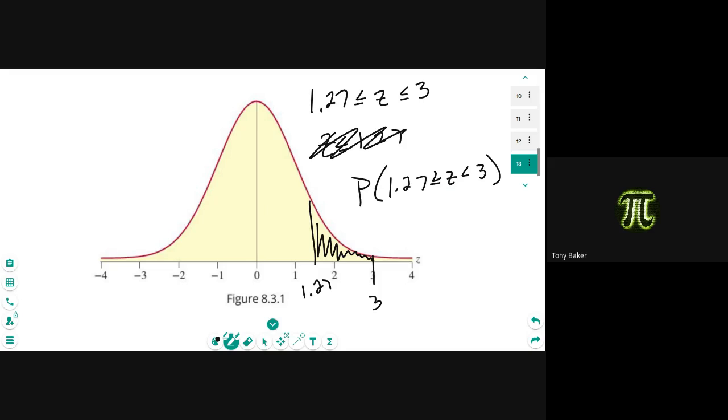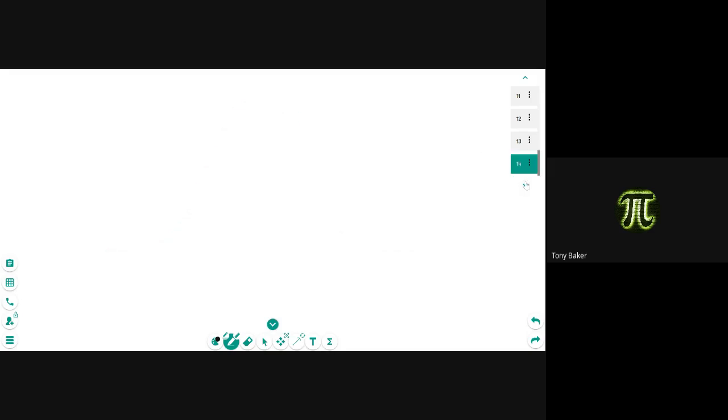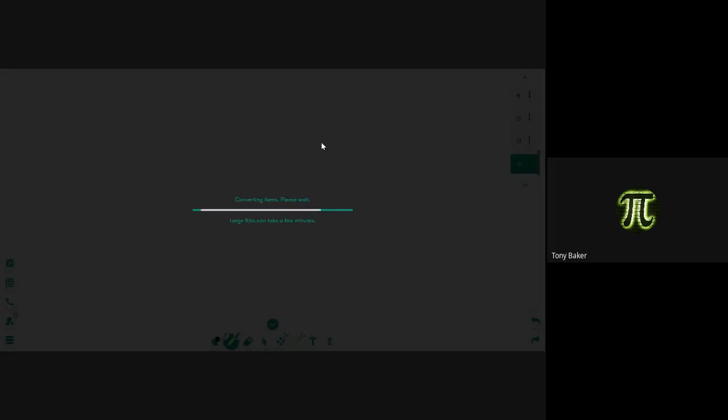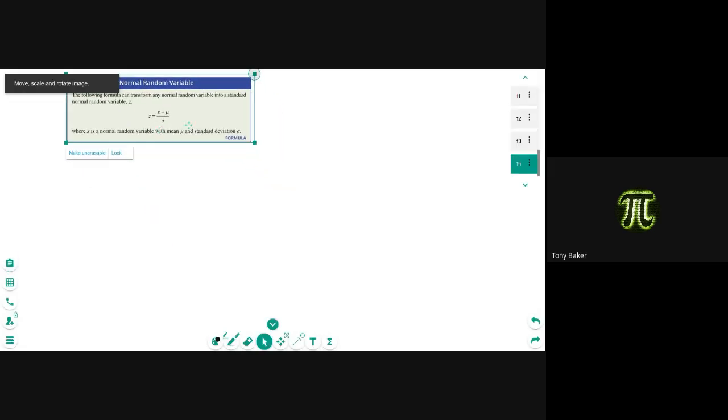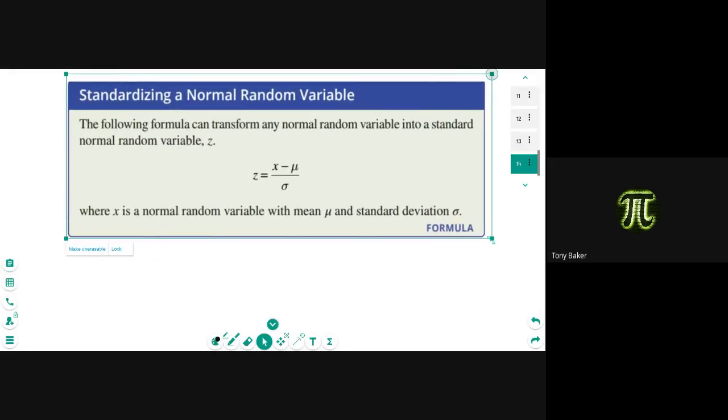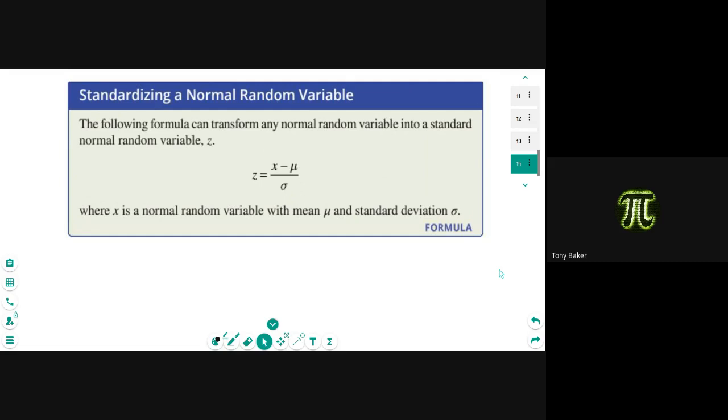So far, all the ones we've looked at started at 0. Not all tables are going to start at 0. So to use our information that we have and to have the table work, we need to have a formula that's going to help me find that Z. This is the Z formula. This will allow us to take any problem that we're working with, any application, and turn it into a Z-score that I can use to find in the table.